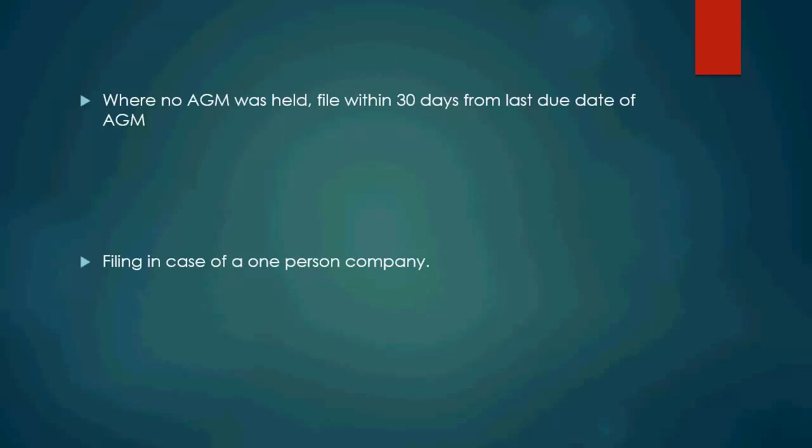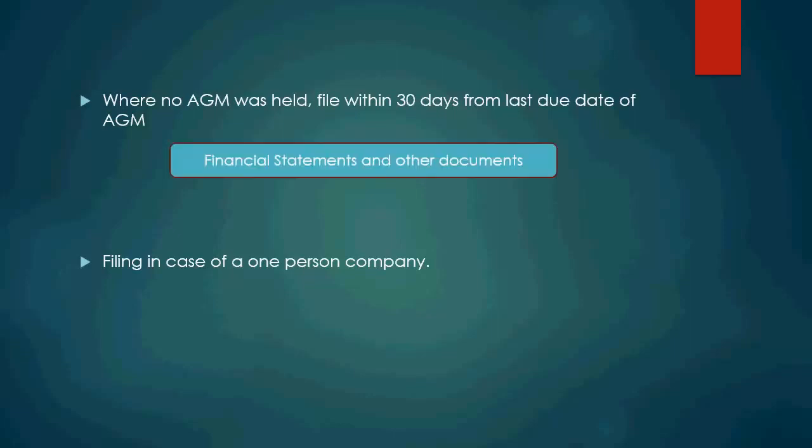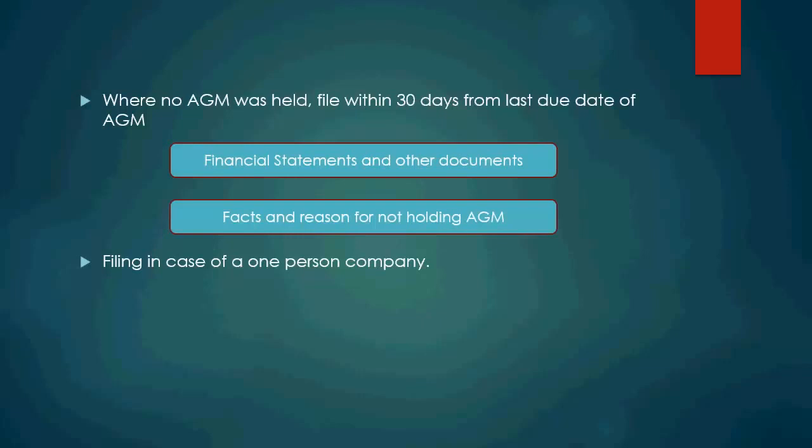That is the time period given to you within which you will have to submit the financial statements and other related documents that we have discussed in section 134 to the ROC. But in this case, you will also have to give a statement of fact and reason for not holding the annual general meeting. Right? So along with all the documents that you had to send to the ROC already, you will also have to attach a statement of fact and the reason for not holding the annual general meeting. So hope you are clear with that.